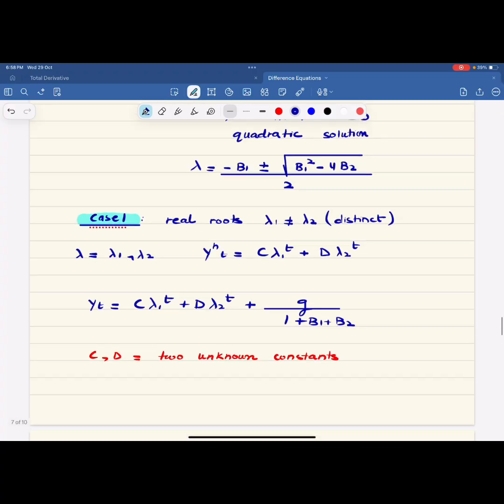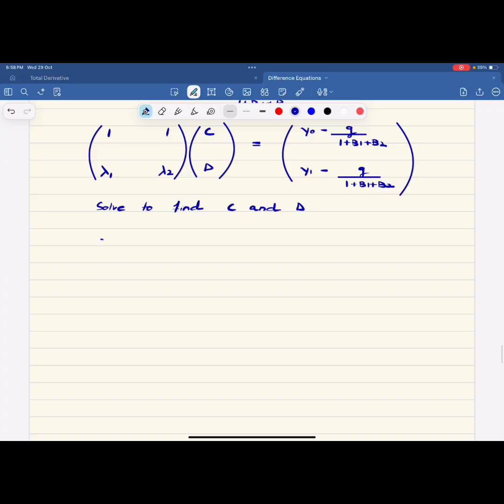Okay, moving on. So we've covered case 1. There's another possibility, which we can say is case 2, which is that we have roots that are real but not distinct. So we have real but same roots.